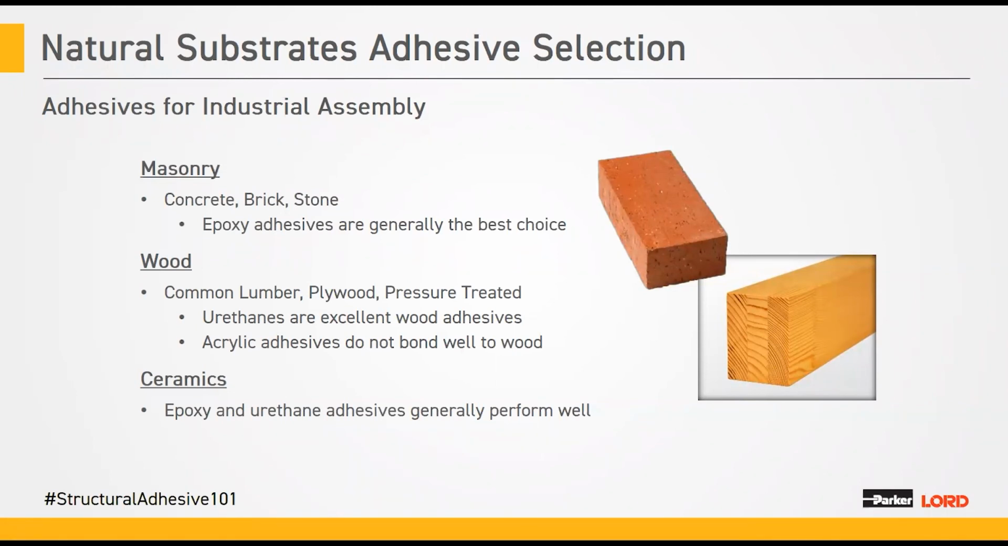Wood, if you're bonding to other materials or cross bonding those, lumber, plywood, pressure treated materials, urethanes make excellent choices. Acrylics are not so much, although they do offer a faster cure rate. They have some reactions with wood where they may not bond as well. Ceramics, certainly epoxy and urethane adhesives.